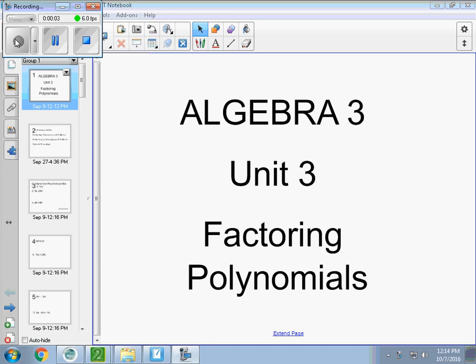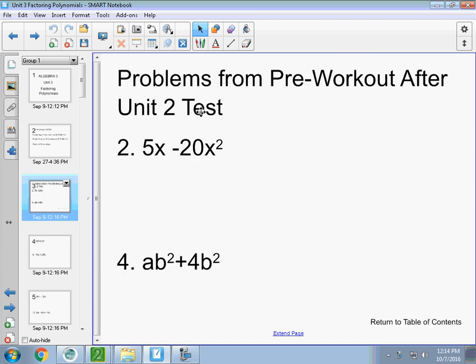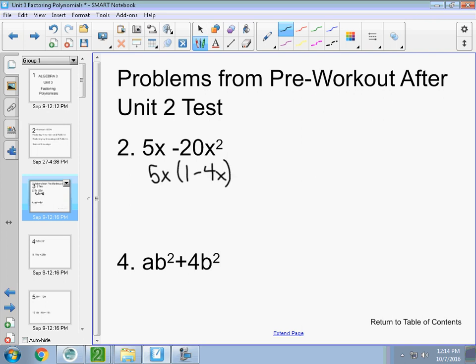Today we're going to look at factoring polynomials. We have already looked at some problems from our pre-worksheet for this unit that we started after the test, and it was basically on the greatest common factor. Some of the problems were to take out the greatest common factor between 5x minus 20x squared, so they can both be divided by the number 5, and they both share an x, so that is going to leave us with 1 minus 4x.